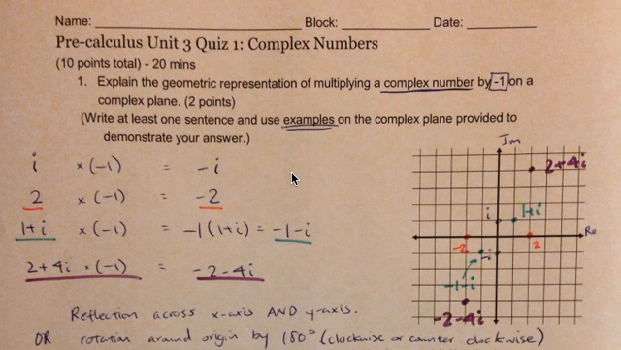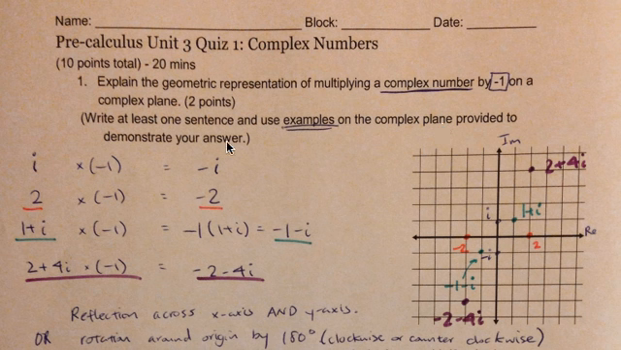This is the solution for question 1 on Unit 3 Quiz 1 on complex numbers. This first question asks you to explain a geometric representation of multiplying a complex number by -1 on a complex plane. And write at least one sentence and use examples on the complex plane provided to demonstrate your answer.